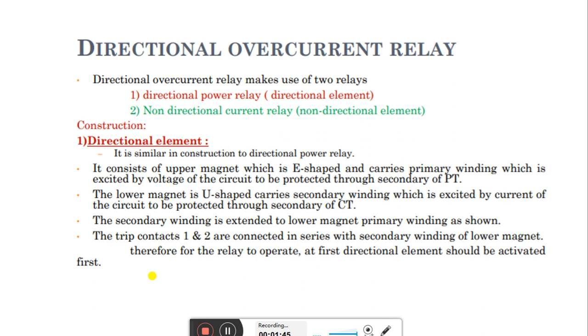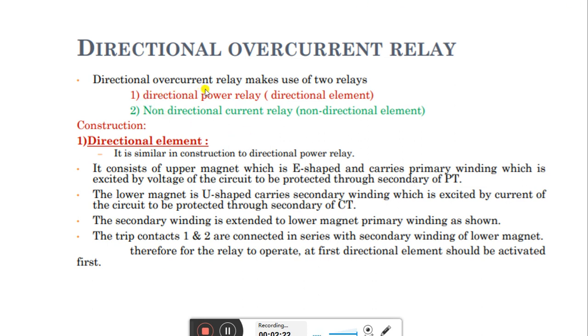So in previous class we have discussed that directional power relay will have two elements, voltage element and current element. However, the overcurrent relay will have only current element. But here in this class we are talking about the directional overcurrent relay, not simple overcurrent relay. It is a directional overcurrent relay. So what will be the operation of this directional overcurrent relay and what will be the circuit diagram for this one, we will discuss here.